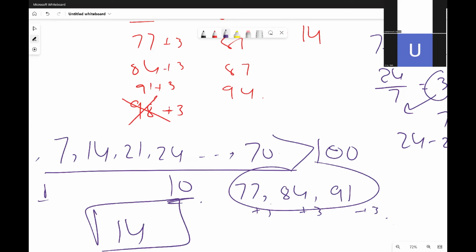रिमेंबर इनको आपने इनमें 3 ऐड करना है, इन सबको रॉ फॉर्म में नहीं छोड़ना, हर मल्टीपल में यू ऐड 3. कीपिंग इन माइंड द आंसर हैज टू बी लेस देन 100.